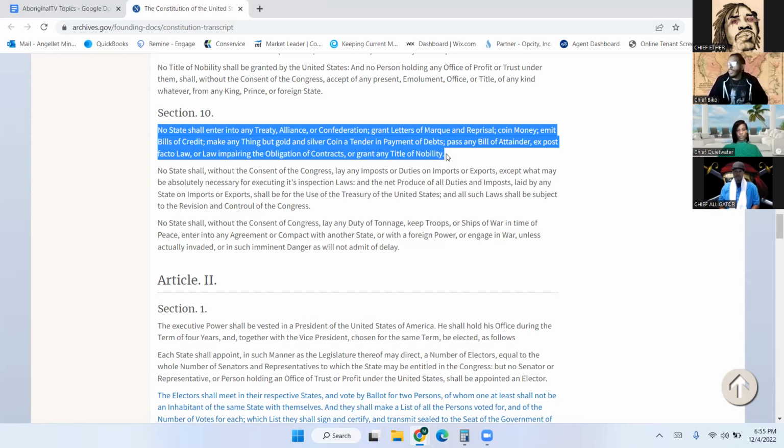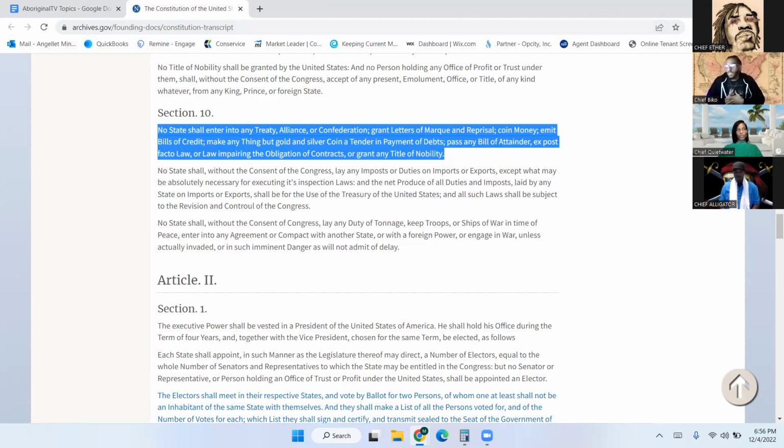As we keep reading, we'll also see here, they shall not be able to grant letters of marque and reprisal, coin money, emit bills of credit, make anything but gold and silver coin a tender in payment of debts. So only gold and silver, which Chief Alligator is showing, is actually considered tender or money that could actually be used to pay off debt. So I have to ask the viewer a question. Let us know, has anybody been paid gold or silver after working their 9 to 5, 40-hour week? I know personally I haven't.